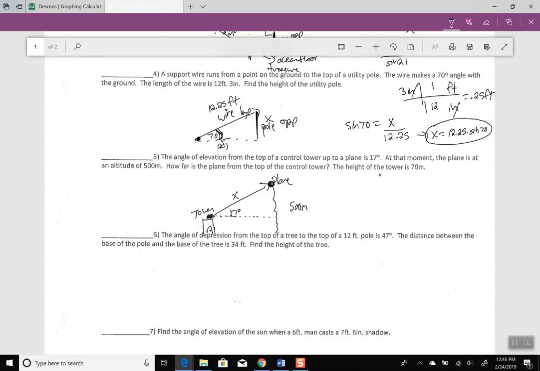And it also tells me the height of the tower is 70. So why is that important? Well, if this part is 70 right here, the height of the tower, then that tells me that this side, the rest of the way for the plane, must be 430 meters. So 430 and 70 gets you to 500.